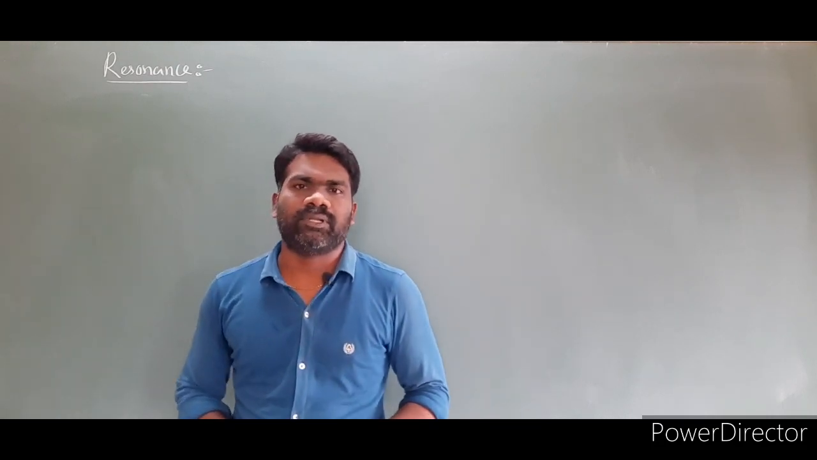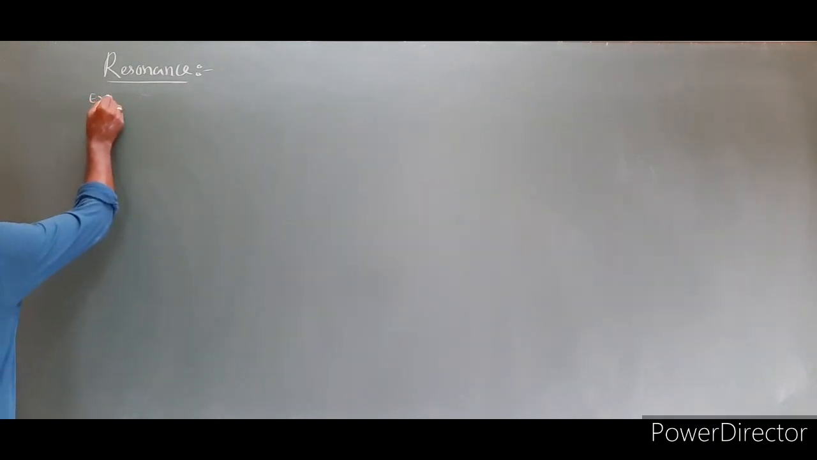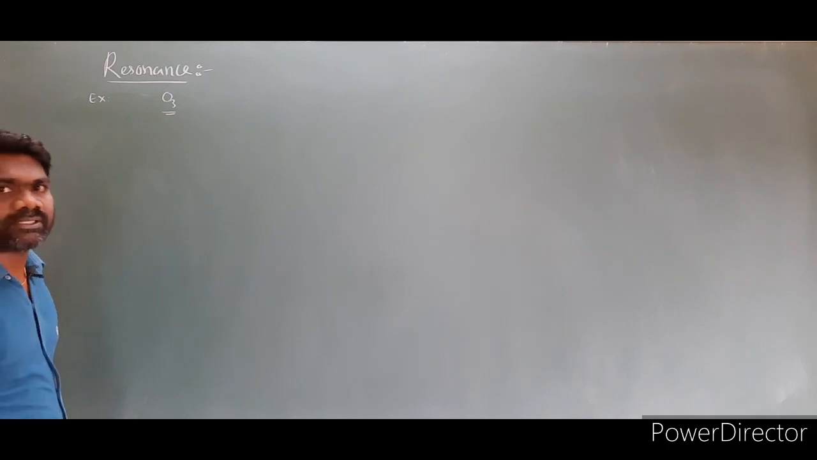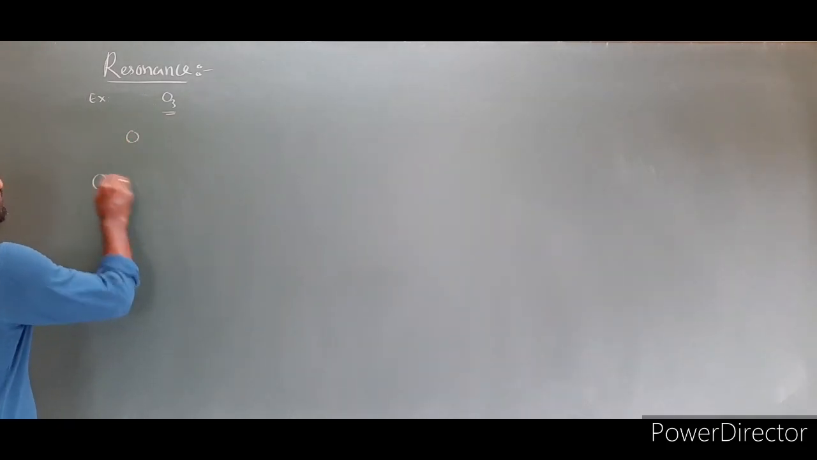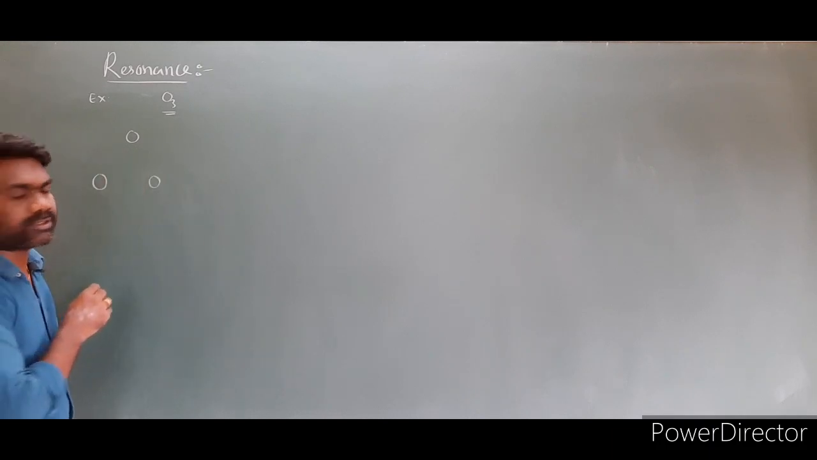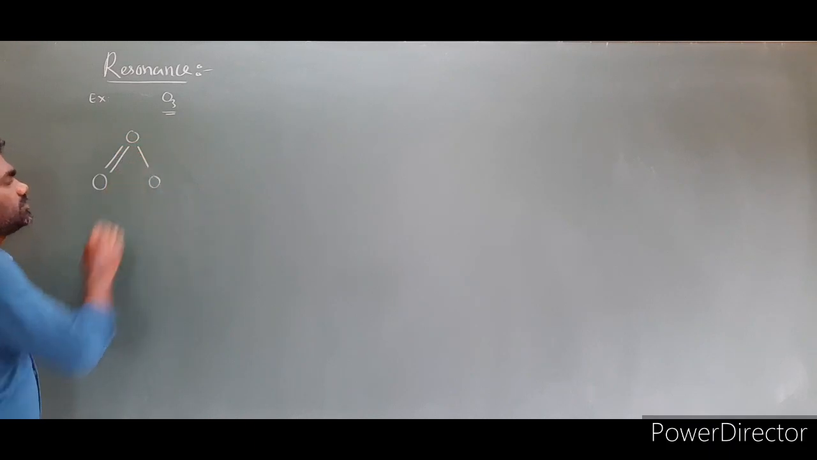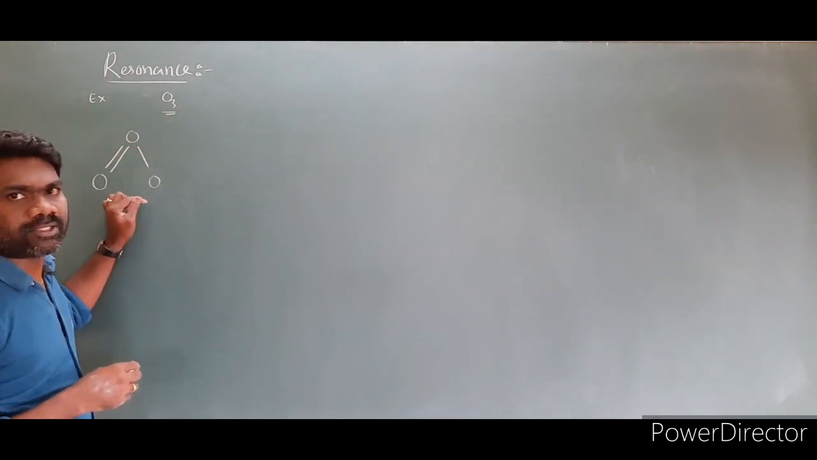First I am taking an example of the ozone molecule, O3. First we will draw the structure of the ozone molecule. So I am writing the structure: first oxygen, second oxygen, third oxygen. Between these two oxygens there is a double bond, and here is one single bond. Then we have to satisfy the octet configuration for each oxygen.